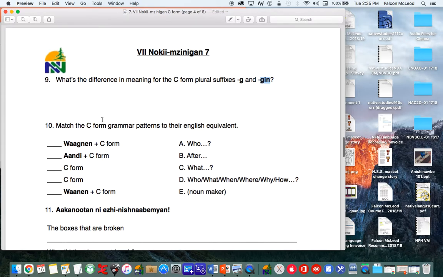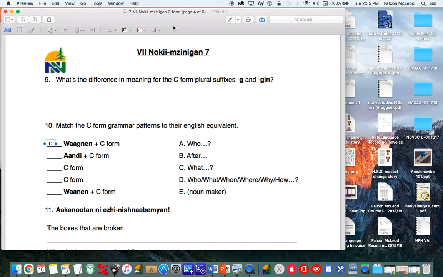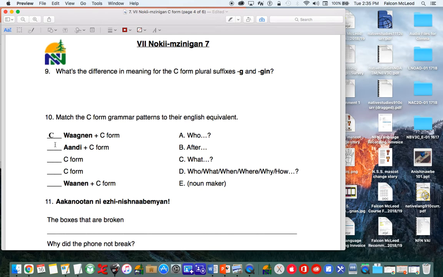All right, match the C form grammar patterns to the English equivalent. So cover this first one here. Wagnen plus C form. Wagnen is what? So we can put in a C there. I don't know why it's so small, but let me change that right now. There you go. All right. So again, I'll leave the rest of these to do. We covered this in today's lesson.